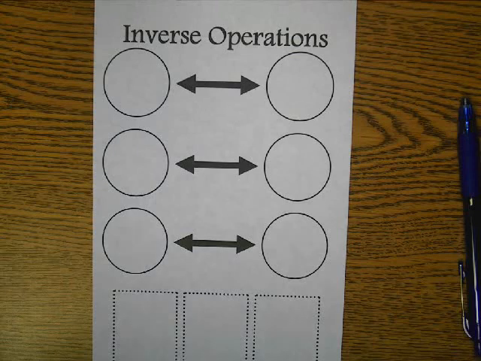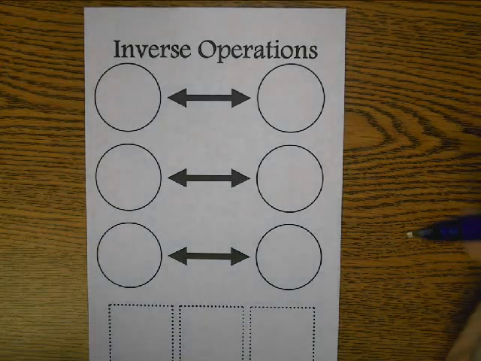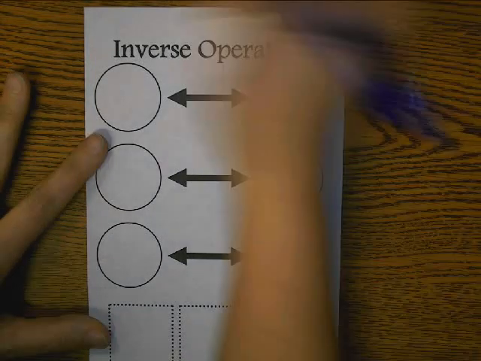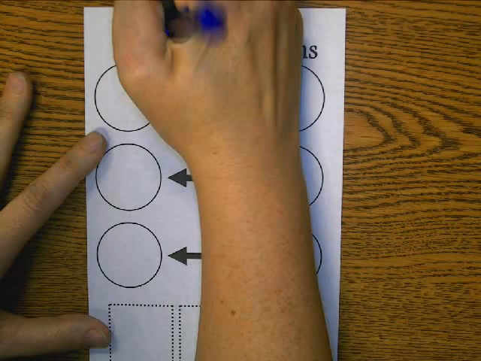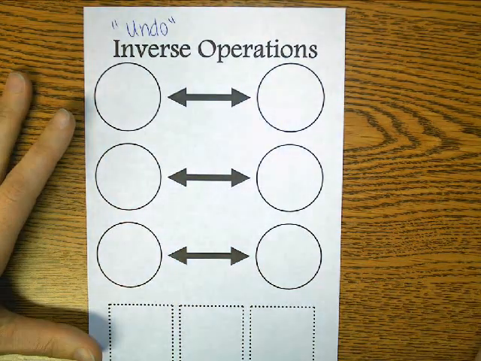So we're going to start with this one that says inverse operations. Inverse operations mean they're operations that undo each other. So they're the undo operations.